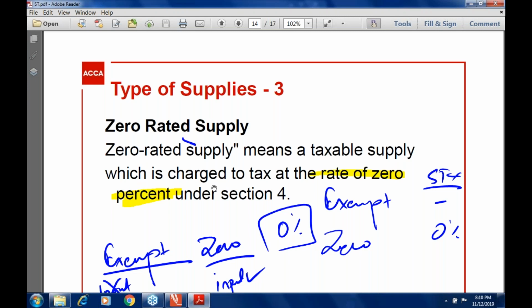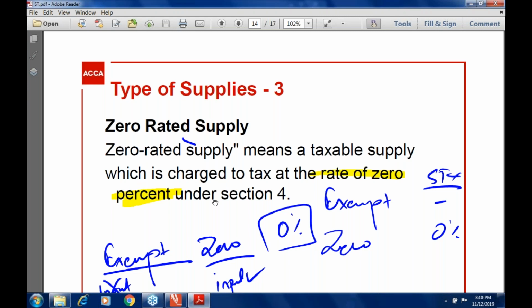And I said that when we talk about the exempt supply, that means the sales tax won't be applicable on them. And when we talk about the zero rated supply, it actually means that the sales tax will be applicable, but it will be applicable at a rate of 0%. So that's what we did. Then we moved a bit forward, then we talked further.